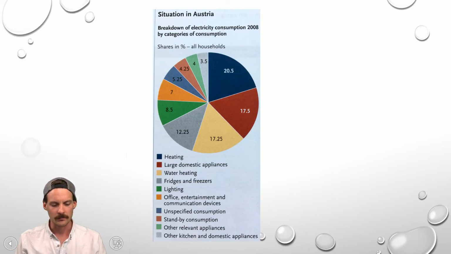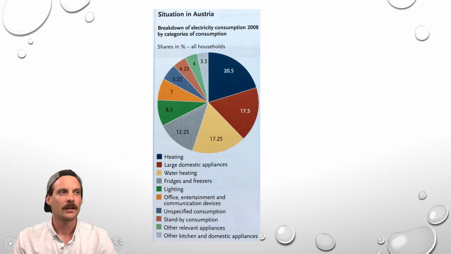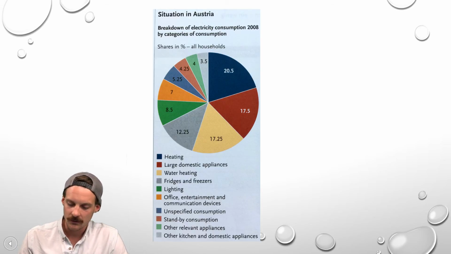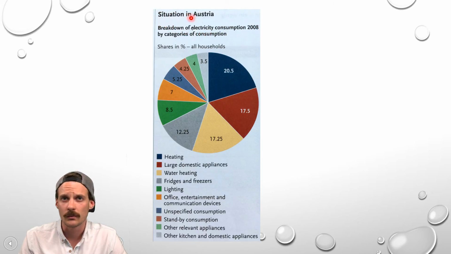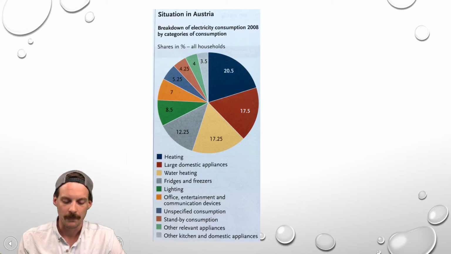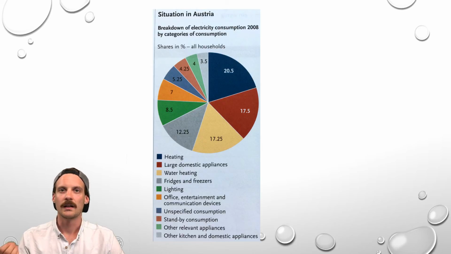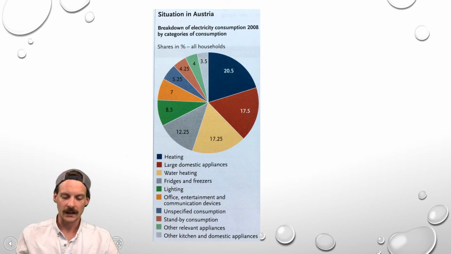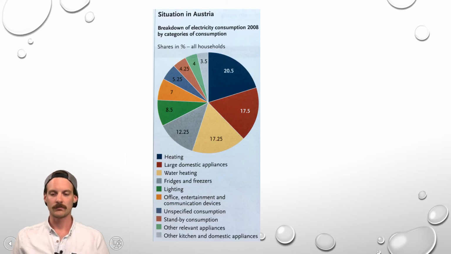So I've actually provided this line graph, pie chart. And of course, if we start here, the first thing we're going to do is ask: what does it say? And what is it about? In this case, it's the situation in Austria of electricity consumption. It's actually a breakdown of electricity consumption in 2008 by categories of consumption. Okay, so having covered this, first step done.